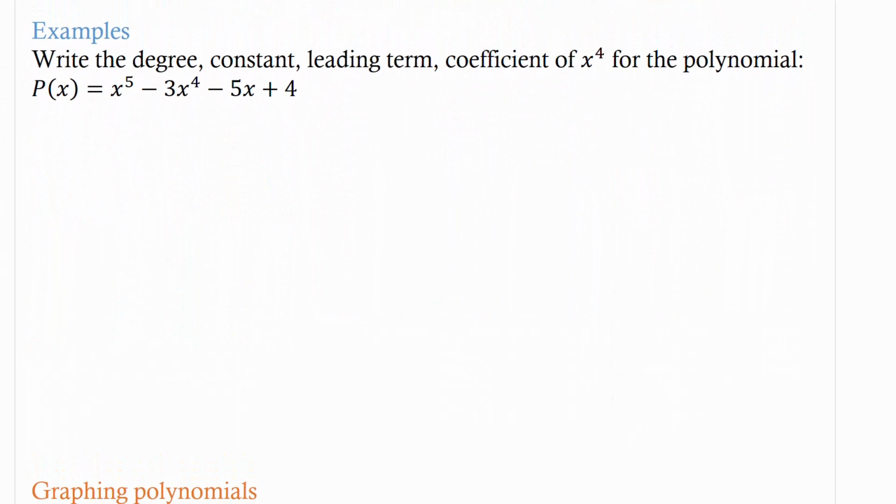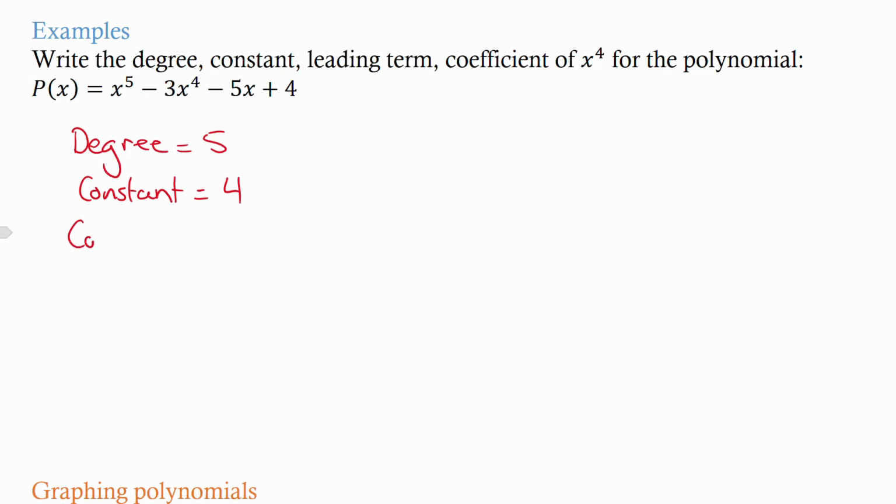So here we're going to do some more examples. We're going to write the degree, constant, leading term, and coefficient of x to the power of 4 for the following polynomial. All right. So remember, for the degree, it's the highest power. So this has a degree of 5. Our constant is the number that is not connected to any x's. So in this case, it's 4.